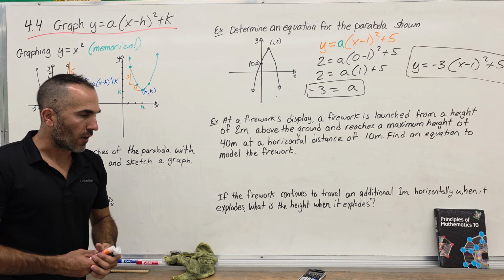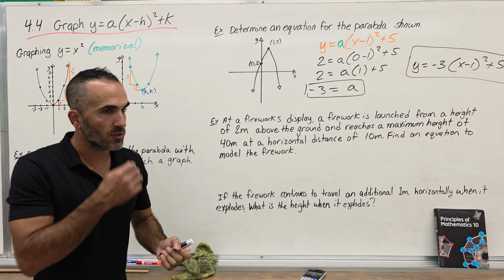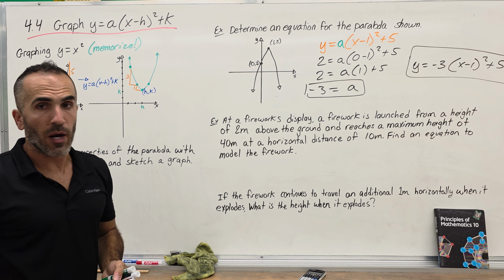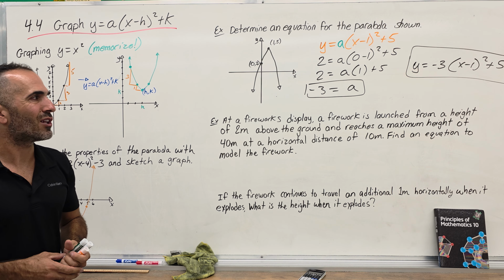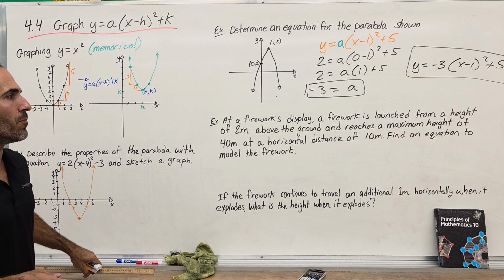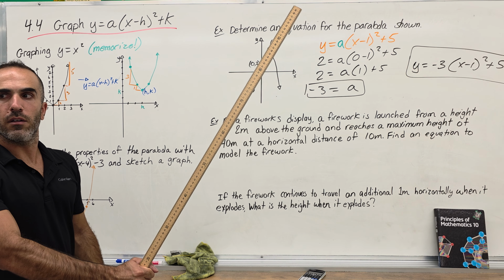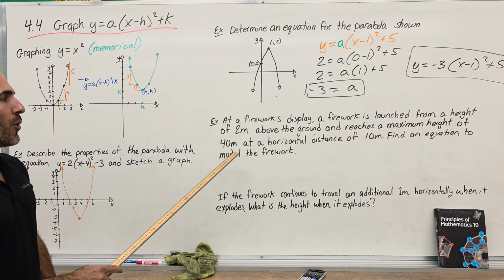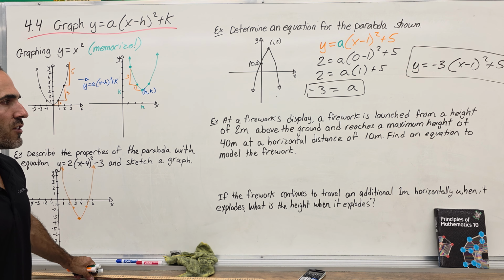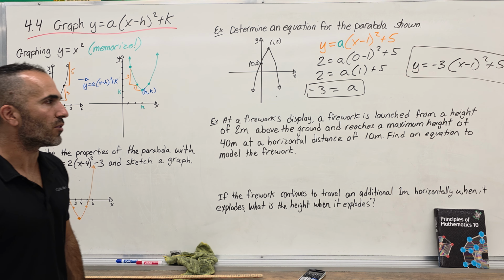Next, word problems. Obviously, word problems are sometimes a pain. I don't think they're as hard as the chapter 1 word problems, not even close. So at a fireworks display, a firework is launched from a height of 2 meters above the ground. I'm kidding, don't hold fireworks. And reaches a maximum height of 40 meters at a horizontal distance of 10 meters. Find an equation to model the firework.